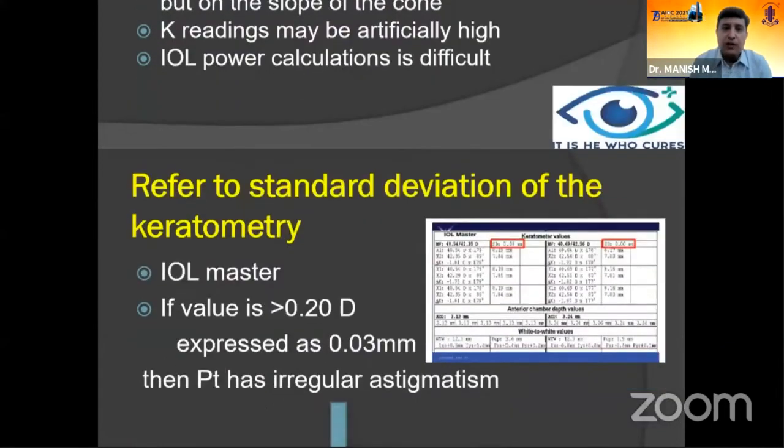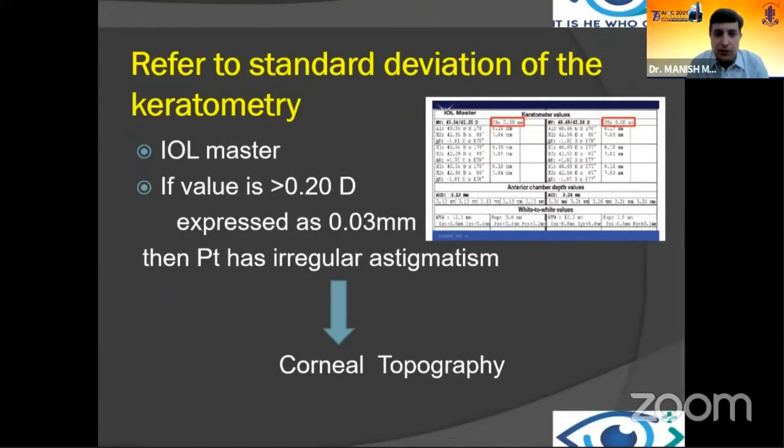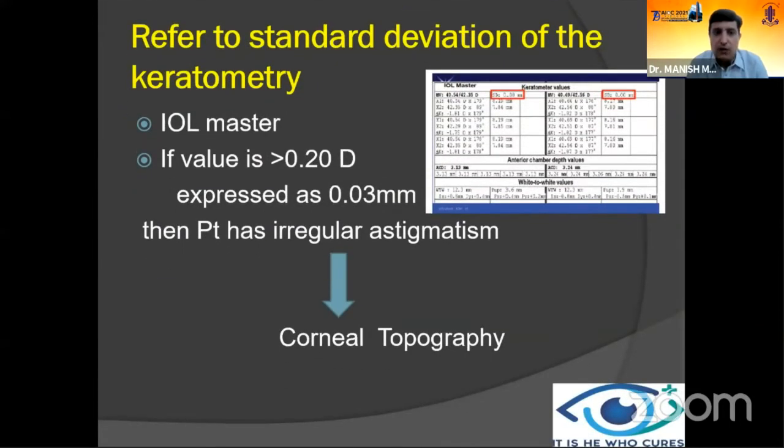Also, what we can do here is, if you have optical biometry and you do an IOL Master, always look for the standard deviation of the keratometry. When you do an IOL Master, you see these values, the standard deviation values. Now, if it is more than 0.20 diopters, which is expressed as 0.03 millimeters, if it's more than 0.03 millimeters, then it means that we are dealing with an irregular astigmatic patient, and therefore we need to do a corneal topography in these cases.